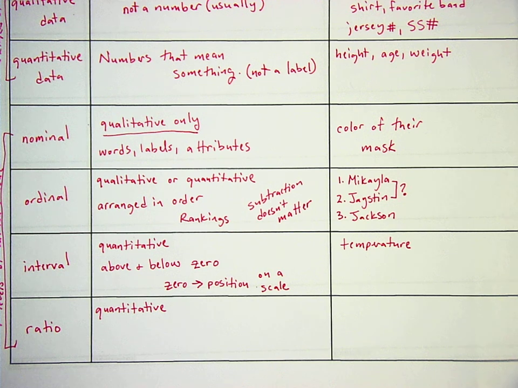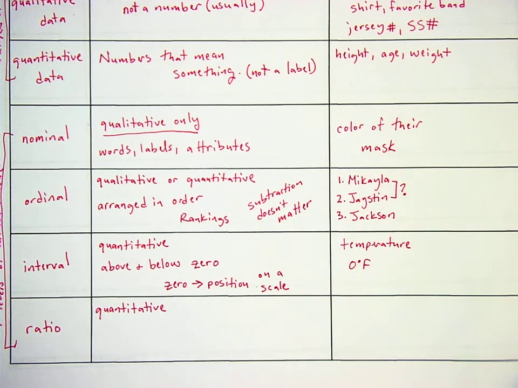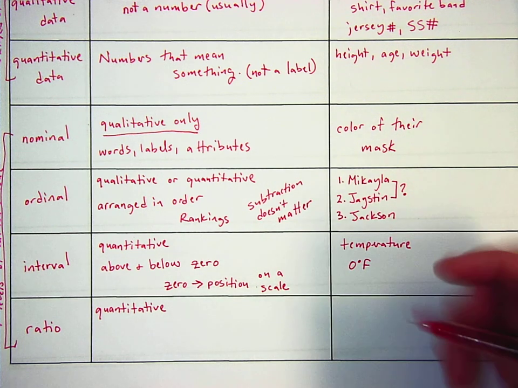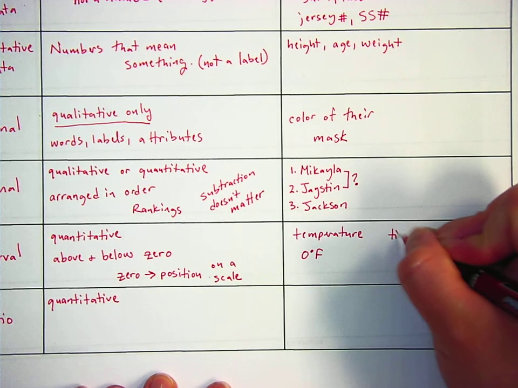So for example, with temperature, let's say it was 0 degrees Fahrenheit outside, which isn't rare for Minnesota, right? If you asked what temperature it is and I said 0 degrees, I don't mean that there's no temperature outside. I mean that it's a little bit warmer than -1 and a little bit colder than 1, right? It's just a position on the scale. Another idea with this is time.